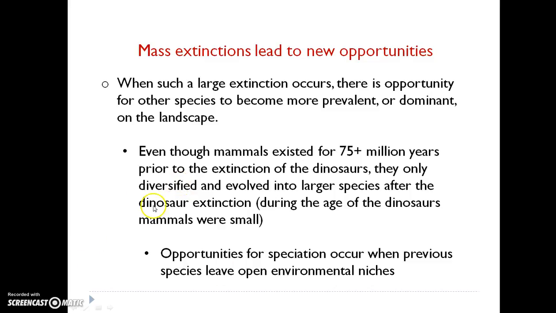There wasn't a lot of opportunity for mammals to diversify and become larger because those dinosaurs were occupying the ecological roles, and they were doing that really well. It wasn't until that mass extinction event occurred that there were new opportunities for speciation in early mammals.